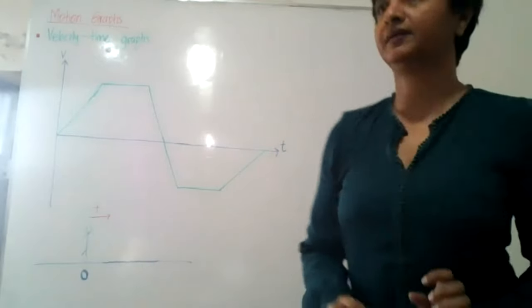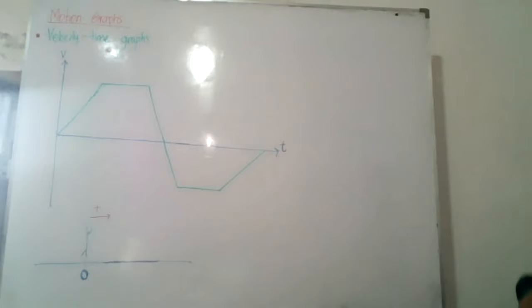Okay. So the second type of motion graph is the velocity time graph. We'll quickly discuss this too. And that's the end of this first topic in mechanics. And we can do some questions on that.